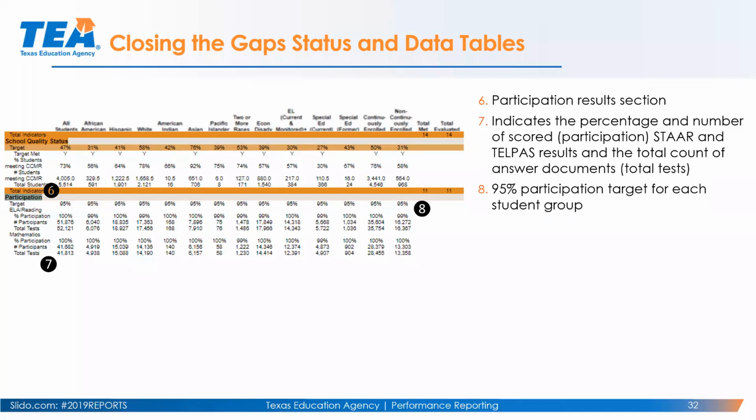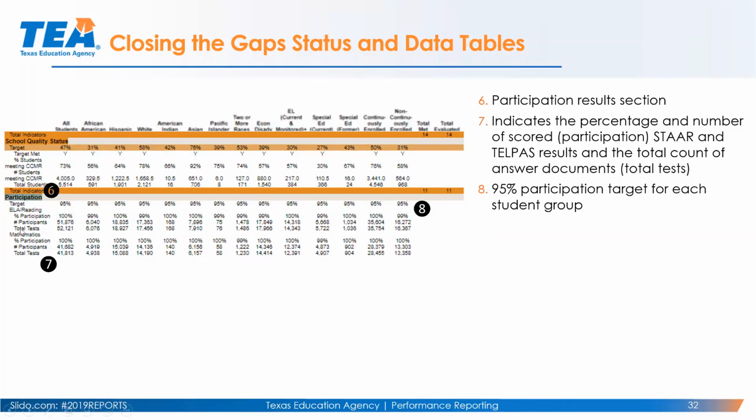Lastly, I'm looking at participation. Participation indicates the percent and number of scored, or the participation on the left-hand side, STAAR and TELPAS results, and the total count of answer documents, total tests. The target for each of these student groups is 95%.